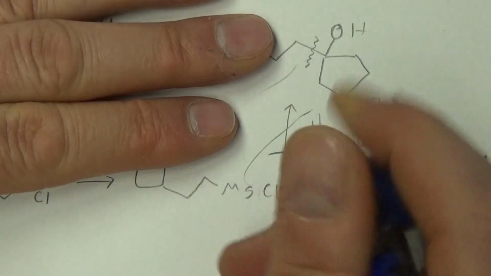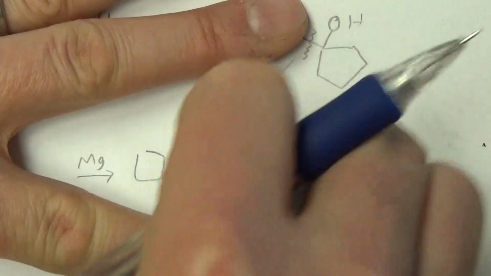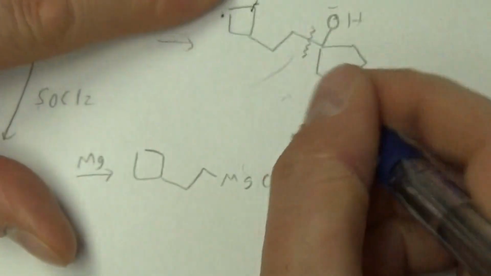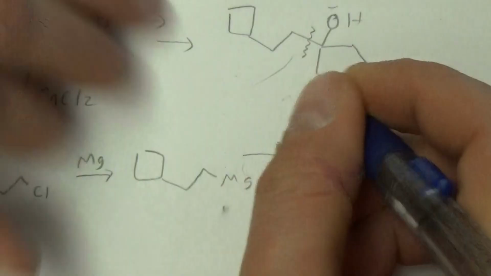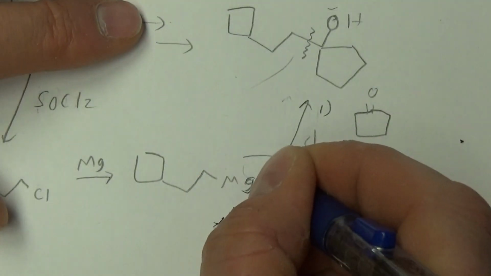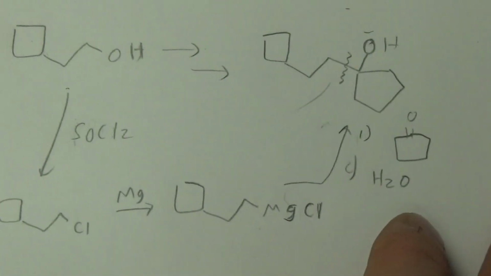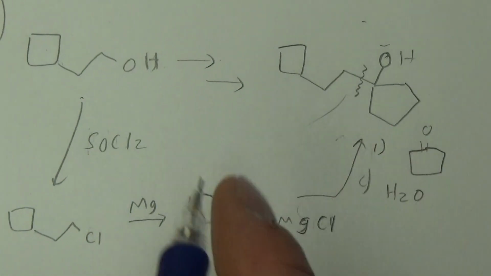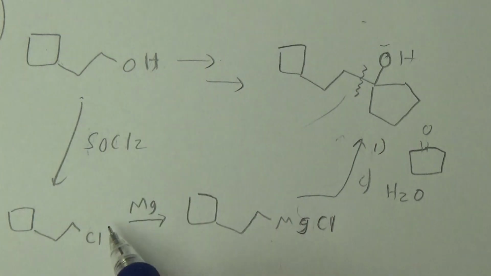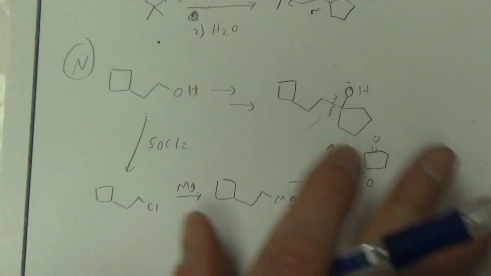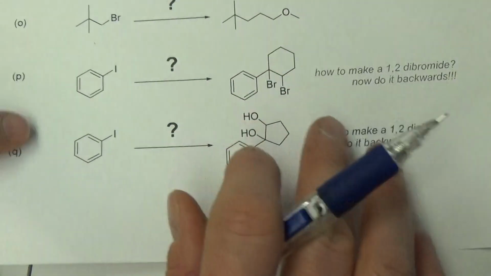So MgCl is fine for Grignard also. I think, generally speaking, we do it with MgBr, but that works too. SOCl2 is the way to go from an alcohol to chloride. Problem N.